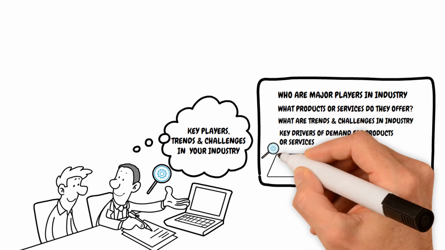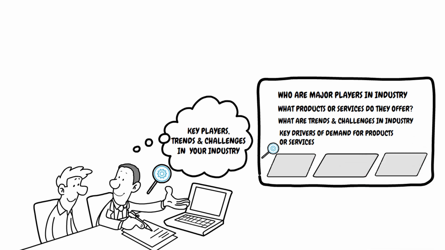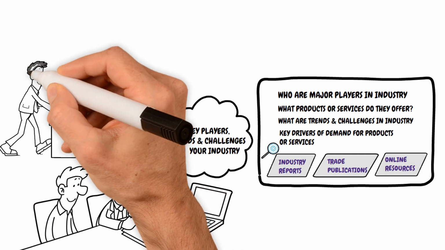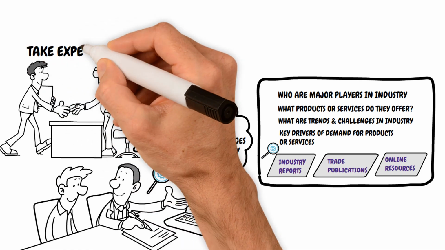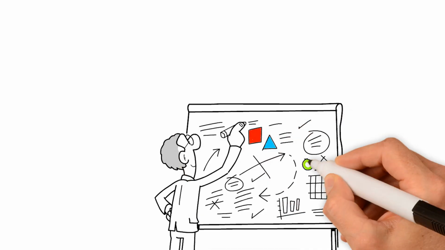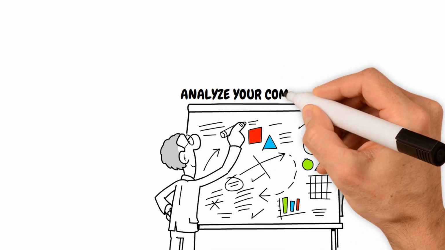To research your industry, you can use a variety of sources such as industry reports, trade publications, and online resources. It's also a good idea to speak with industry experts and seek out industry associations or trade groups that can provide valuable insights. Once you have a good understanding of your industry, it's important to analyze your competition.